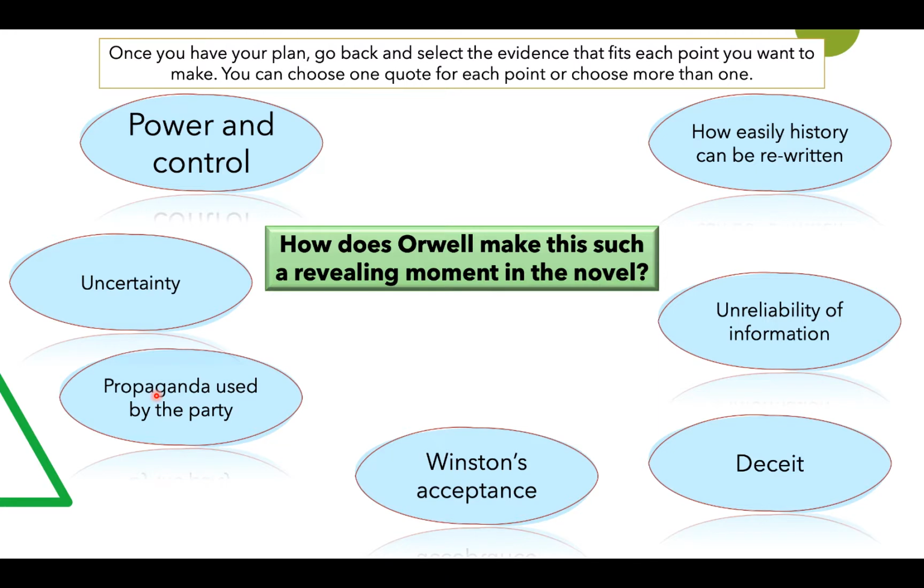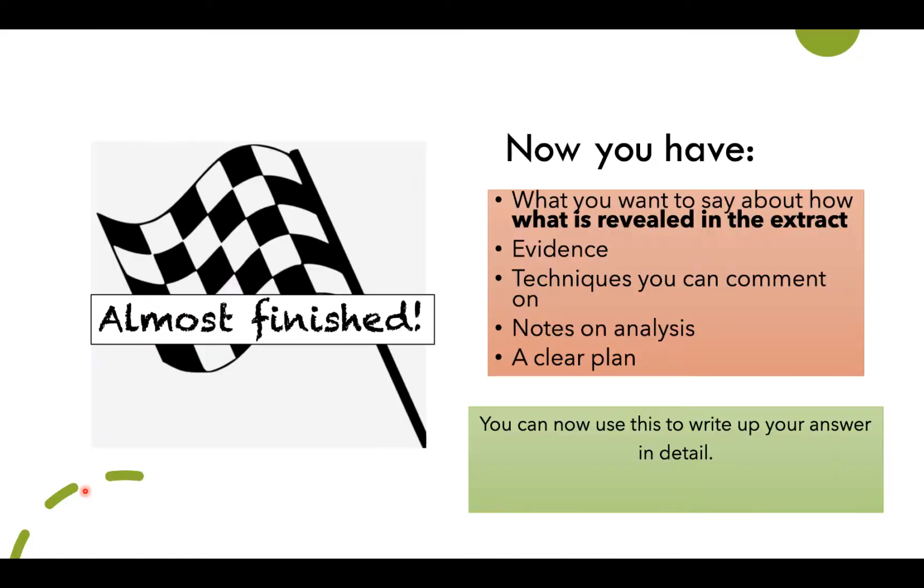I could also talk about the propaganda used by the party and how that's presented, and could also talk about the uncertainty of information, the uncertainty of truth and fact, and the uncertainty of the information that's presented in the extract. So here I have 7 different points that I could mention, and I will go through and decide which ones I think are the strongest points.